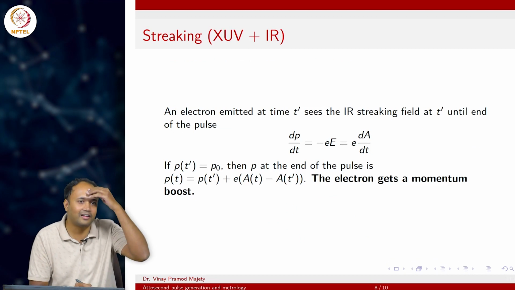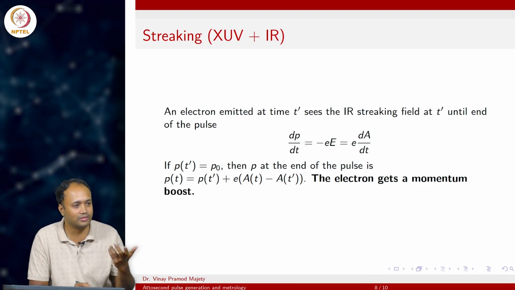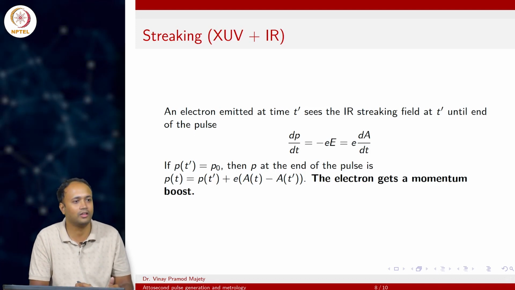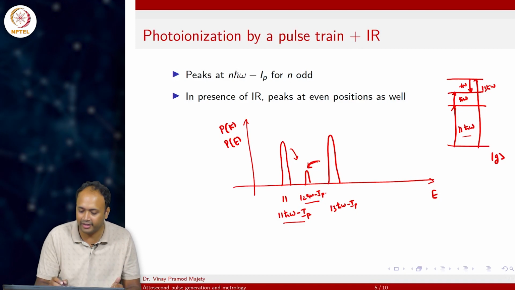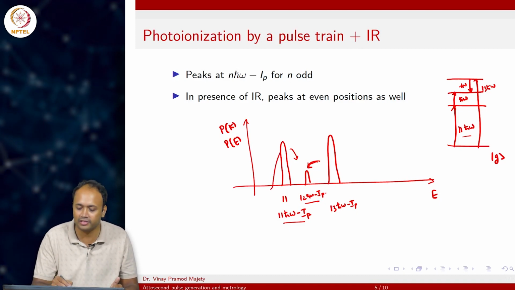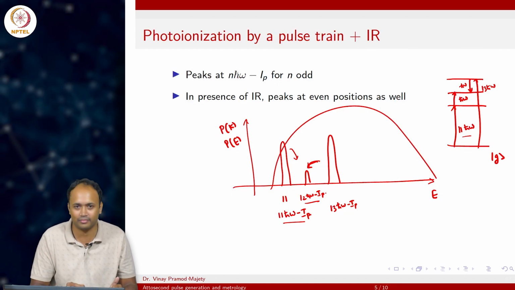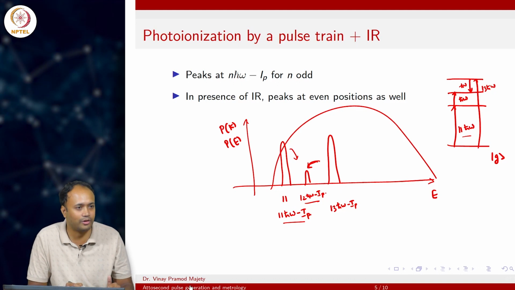Now how do I characterize this? So therefore, if I have a broadband pulse, I cannot use this 2-photon interference technique, because when I do photoelectron spectroscopy, so I go back to this slide, instead of having these individual peaks in the photoelectron spectra, I'll just have a large blob there corresponding to the bandwidth associated with this isolated attosecond pulse.